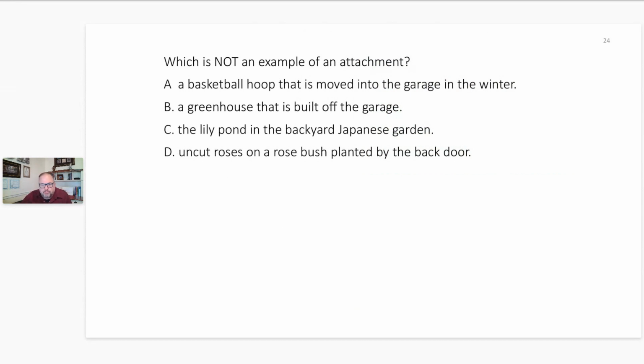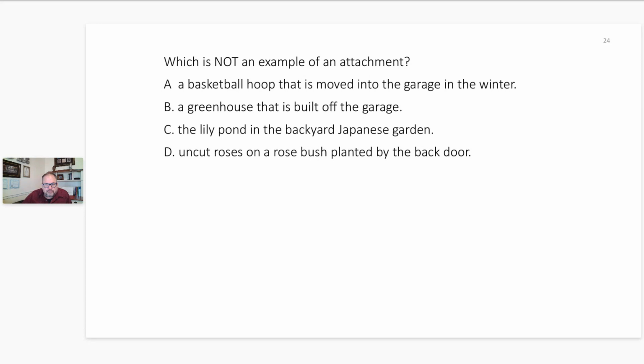Right? Basketball hoop, those things that are on wheels, you can push it in the garage. That's considered personal property. A greenhouse that's permanent and built, that's part of a structure or an improvement. The lily pond, just like an in-ground pool, that's considered part of the land. Uncut rose bushes, again, not considered personal property. So they're all considered part of an attachment, right? The one that doesn't reflect that is a basketball hoop, right? This can be rolled into the garage. That's personal property. Very good.